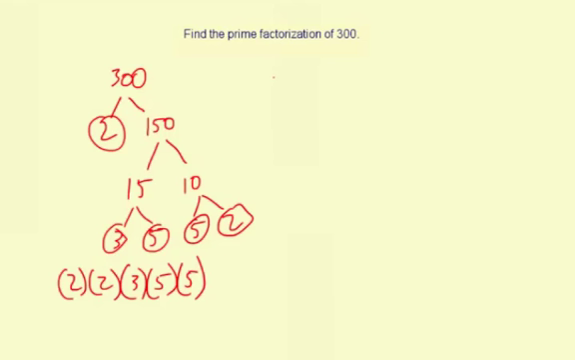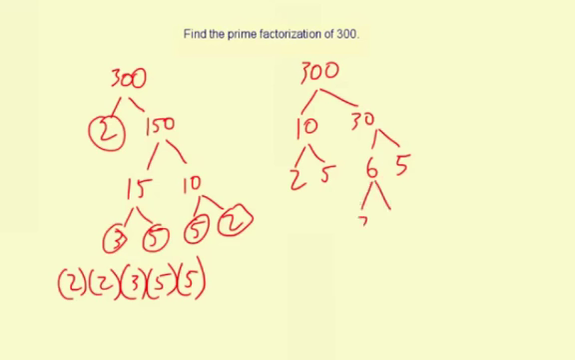I'm going to do another tree. Only this time I'm going to work it out a little differently. Instead of starting with 2 and 150, I'm going to go ahead and use 10 times 30, because I know that makes 300 also. So then I'm going to take this 10 and do 2 and 5. And then this 30, I know 6 times 5 makes 30, so I'm going to put 6 and then 5. Now 5 is prime, 6 is not prime, this 5 is prime, and so is the 2. So I'm just going to do this 6. 2 times 3 makes 6. So they're all prime now.